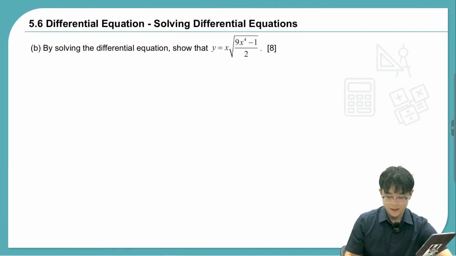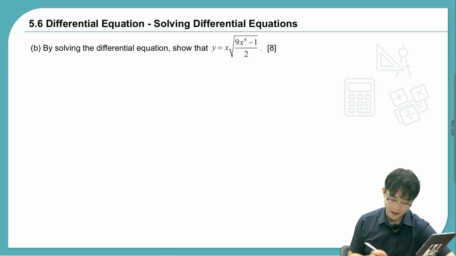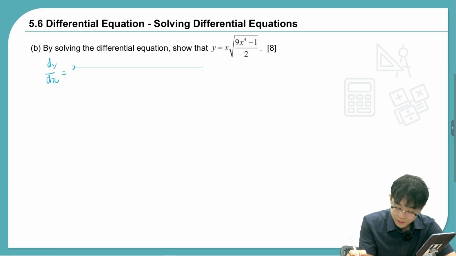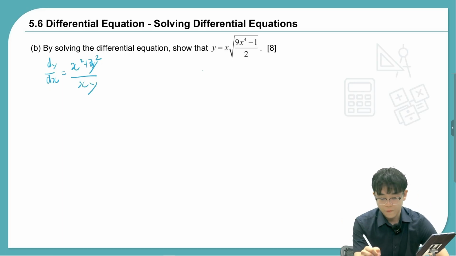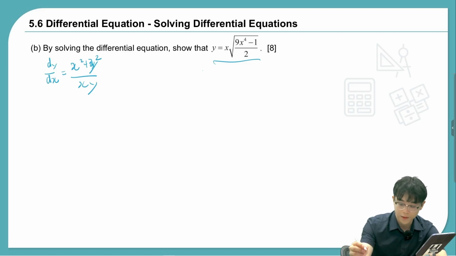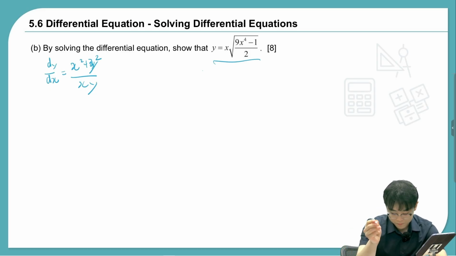Next, let's do part B, but this time it sends us on a journey where we have to solve this by hand. We want to solve the differential equation dy over dx equals x squared plus 3y squared over xy. And from this, we want to get y equals x times the square root of 9x to the power 4 minus 1. This is a completely separate track from what we did in part A, because we have to do this manually. So it seems like we might benefit from using a substitution.